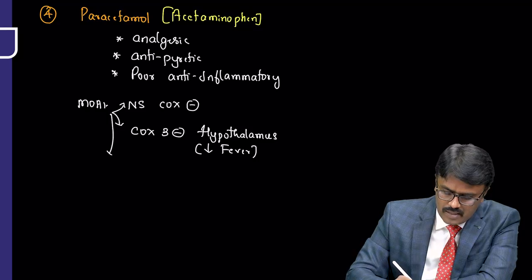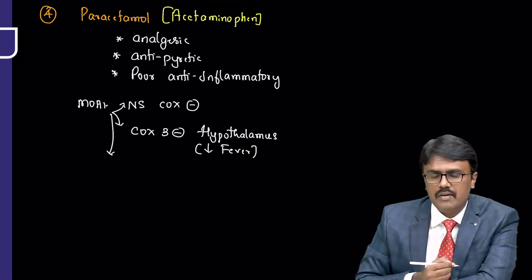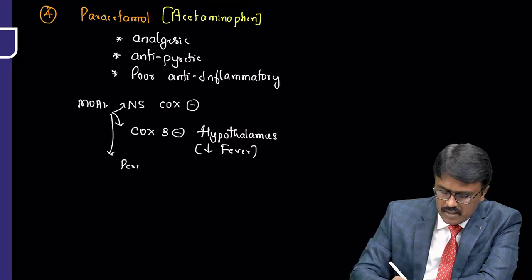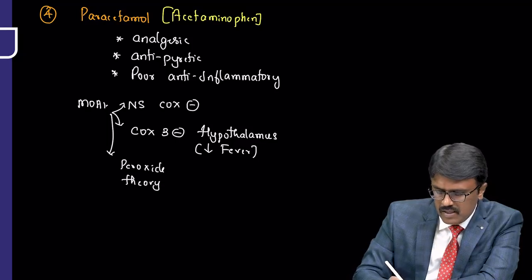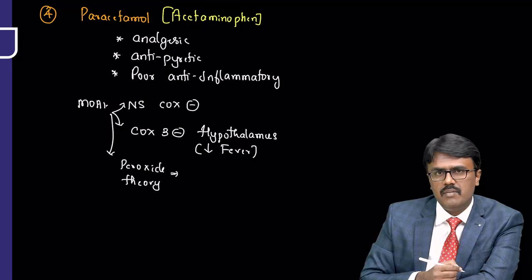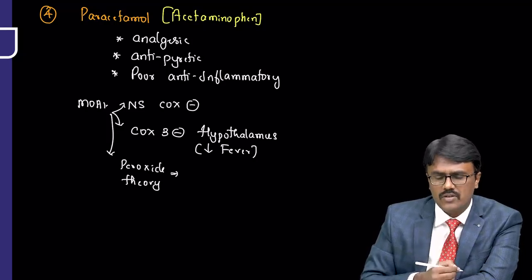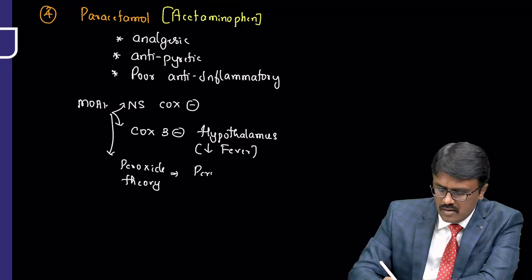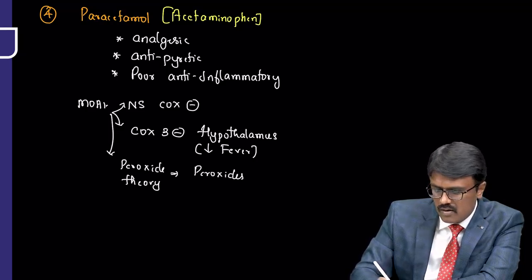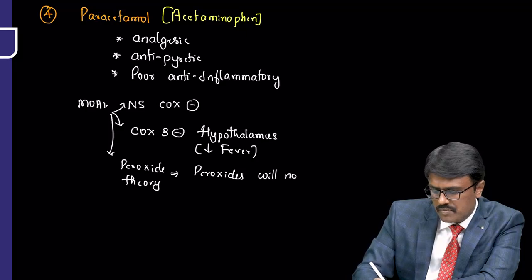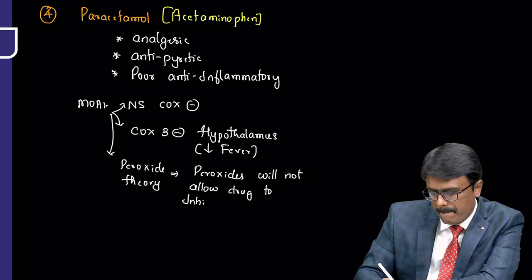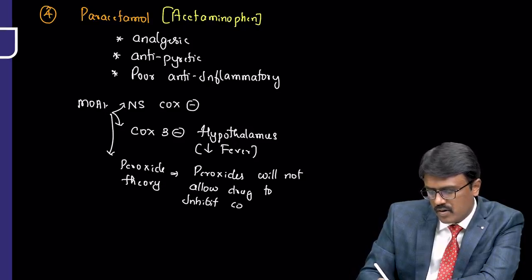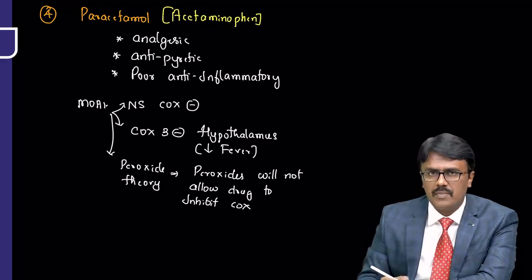Then why does it have a poor anti-inflammatory effect? Because there is a theory proposed for that, the peroxide theory. Now what does the peroxide theory tell us? Whenever there is inflammation, there is regeneration of peroxide. So peroxide will not allow the drug to inhibit COX. So if the COX is not inhibited, there is no anti-inflammatory property.